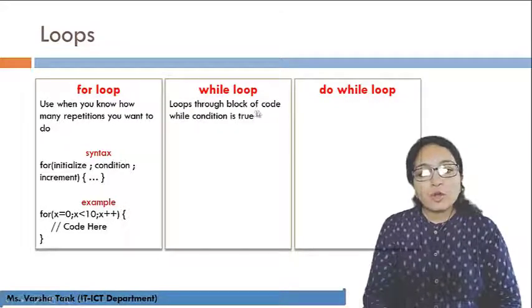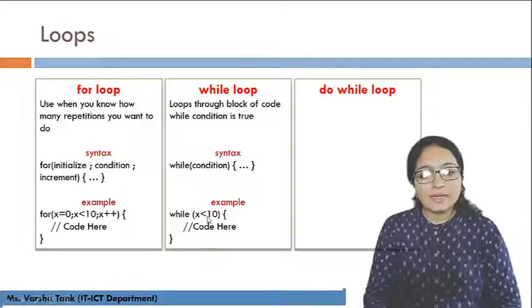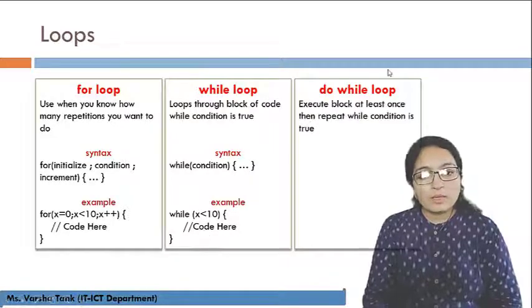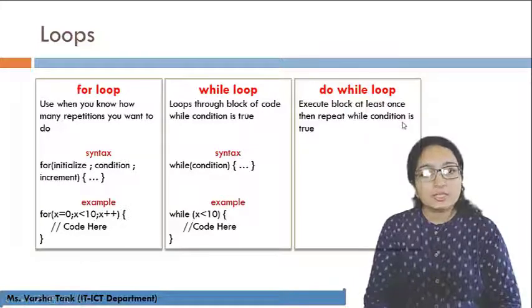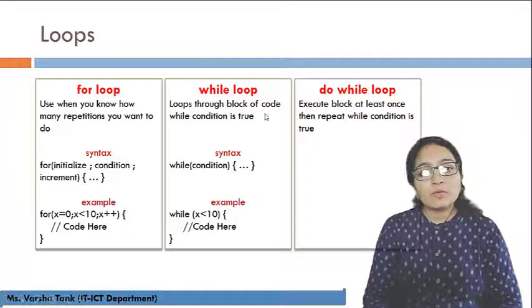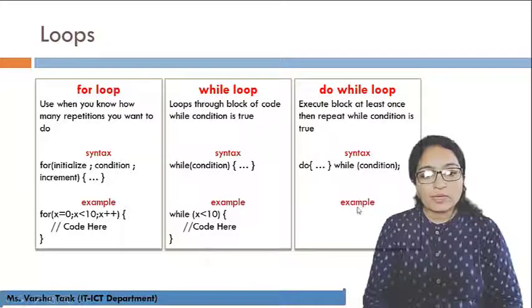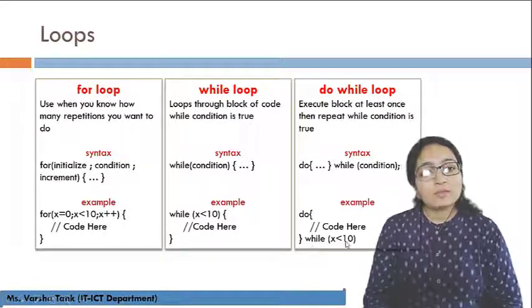Then next, it loops through a block of code while a condition is true. Here is the while loop, for example while x is less than 10, and then here you can write the code. Then the do-while loop executes at least once and then repeats while the condition is true. So this do-while loop will be executed at least once even if the condition is false, whereas with a while loop, if the condition is false, the loop will not be executed. It is the same difference that you learned in C. The syntax is do, then while condition. So in the example, first you have to write the code, and after that you write the condition.